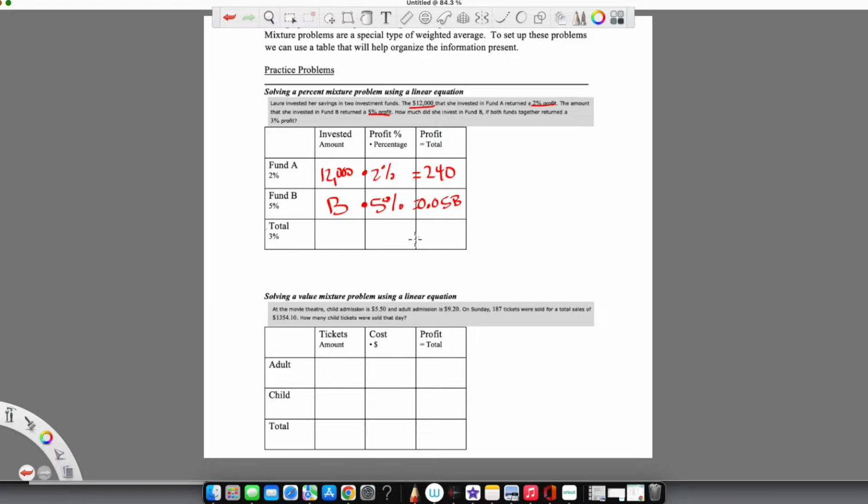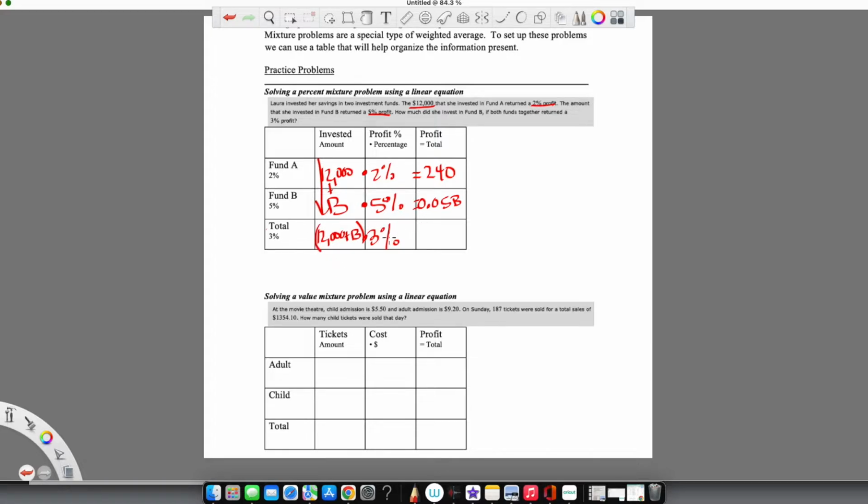So it's always going to have this many columns in it. Okay, so the total is a 3% return. So I already know this is going to have a 3% return total for both of them. And then to find out the total amount she invested, I'm just going to add together these 2 pieces. She did 12,000 plus whatever she did in Fund B. And then I would still multiply these. So I'm going to multiply across this way.